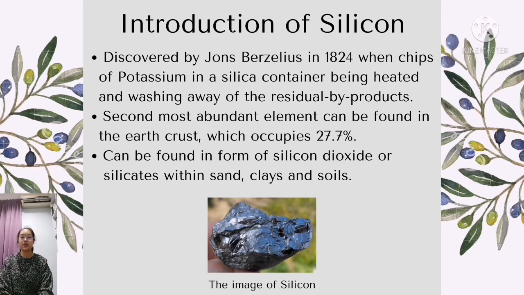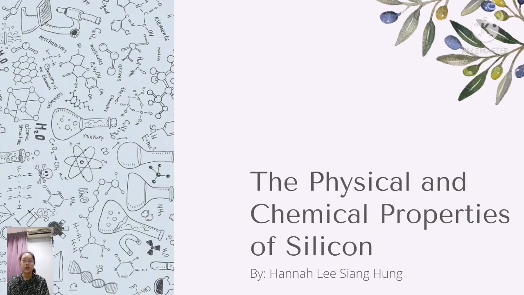Silicon is the second most abundant element found in the Earth's crust, which occupies 27.7%. It can be found mostly in the form of silicon dioxide or silicate in sands, clays, and soils. Now let's talk about the physical and chemical properties of silicon.